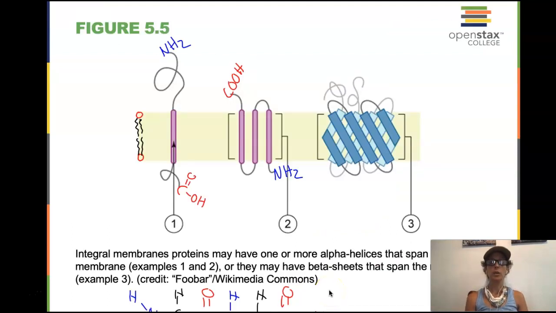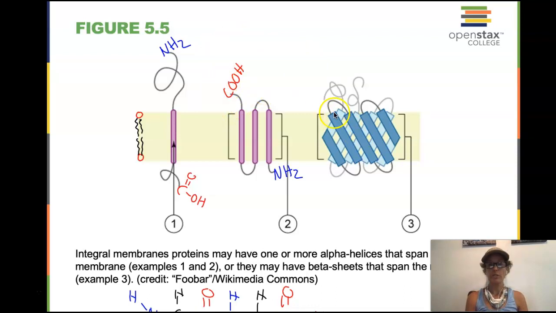Those integral membrane proteins can take on very different forms. I've labeled, randomly choosing, the amino end as being external to the cell on this integral membrane protein and the carboxyl end being internal, but they could be reversed. It depends on the protein. And I showed that with this one that has multiple crossings of the membrane. I put the amino end interior and the carboxyl end exterior.